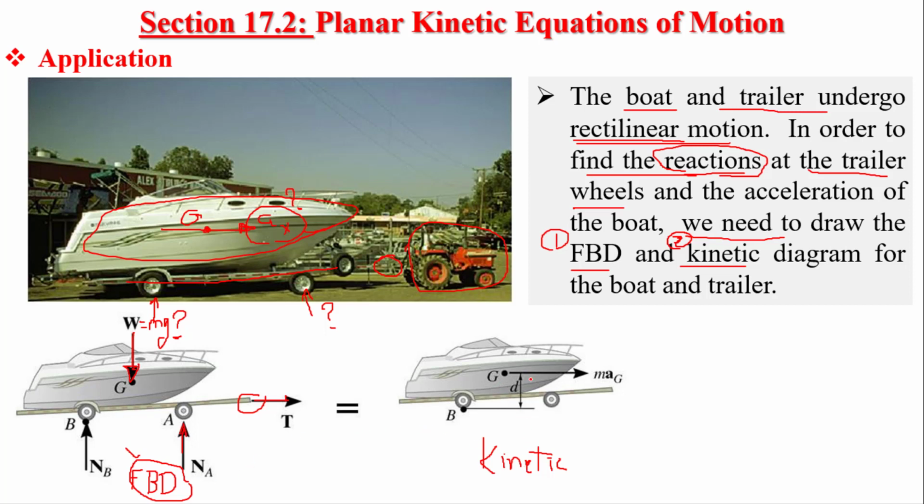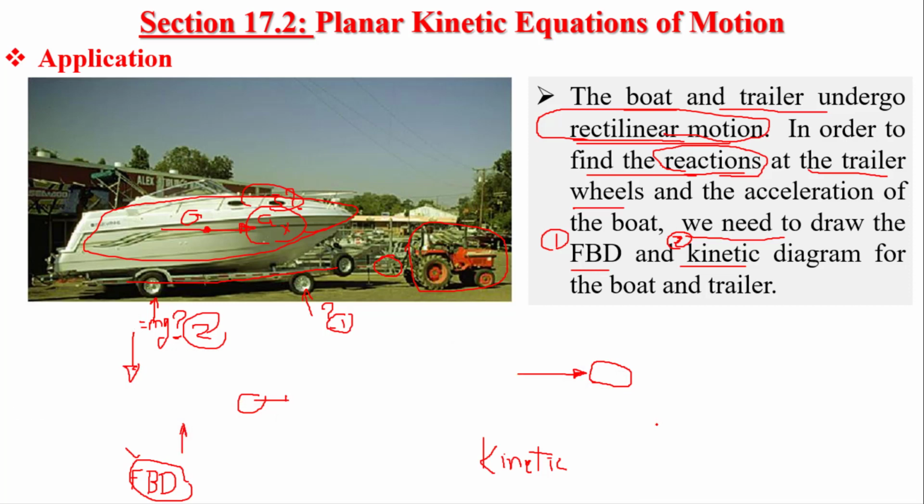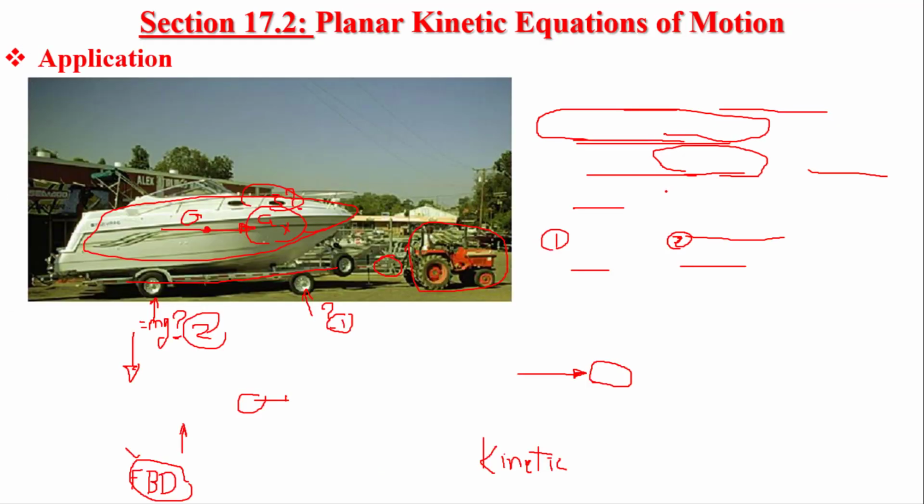Now the kinetic diagram, what do we have? We have acceleration at the centroid directed horizontally only, toward the x-axis, because the system moves rectilinearly. Remember, this is rectilinear motion. Now we have one unknown, two, and we have three unknowns. So the question is, how many equations of motion do we need to solve this problem? I guess you can answer this question easily now, since you know that we have three kinetic equations of motion. One, two, three. We have three equations and three unknowns, so we can solve for the unknowns easily.